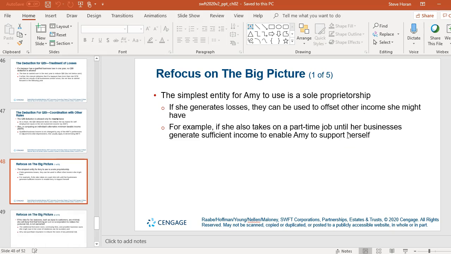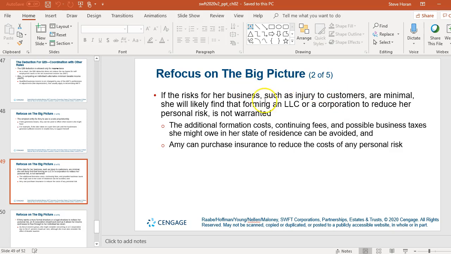Okay, so let's go back to the big picture with Amy. Obviously, it'd be easiest for Amy to have a sole proprietorship. If she generates losses, they can be used to offset other income that she might have, because remember, she has two businesses. And maybe she takes on a part-time job until her other businesses are big enough that they can provide enough income for her to support herself. If the risks for her business, such as injury to customers, are minimal, she'll likely find that forming an LLC or a corporation to reduce her personal risk is not warranted, right?